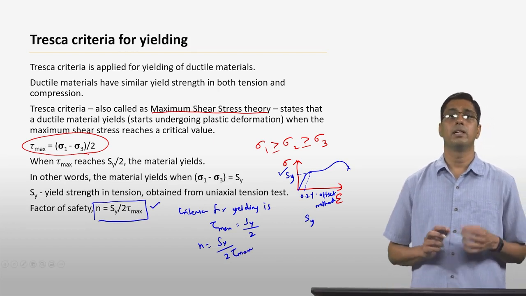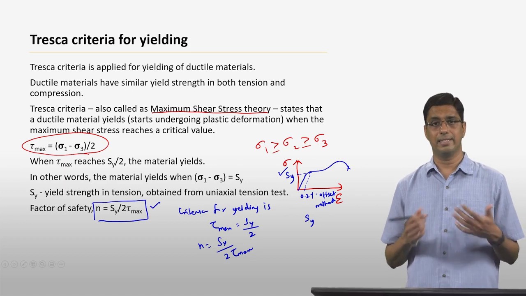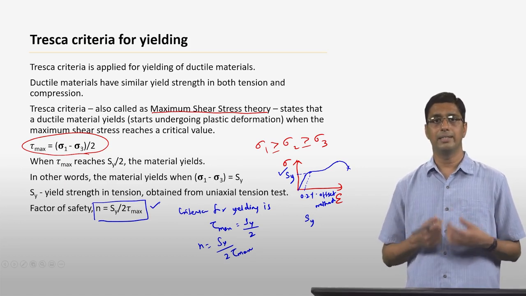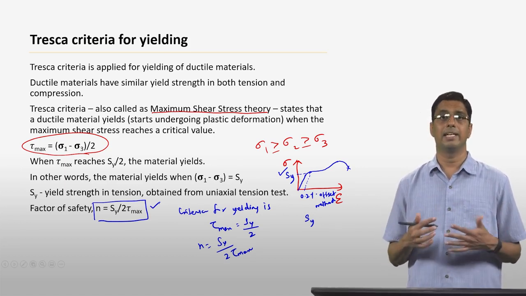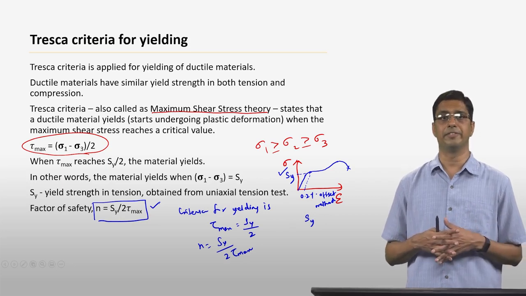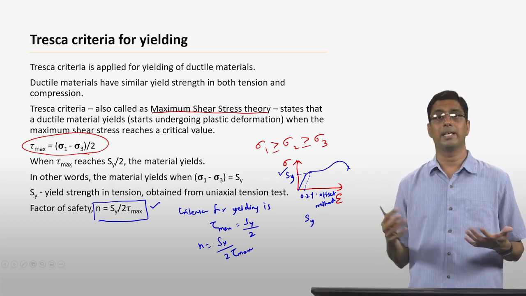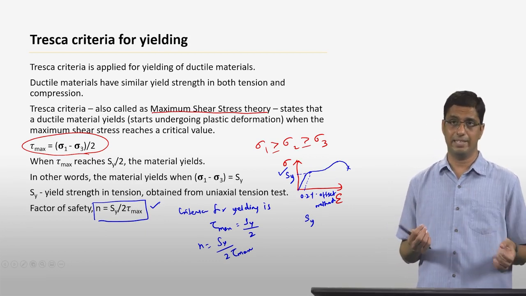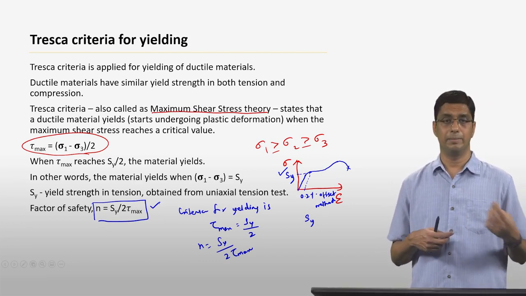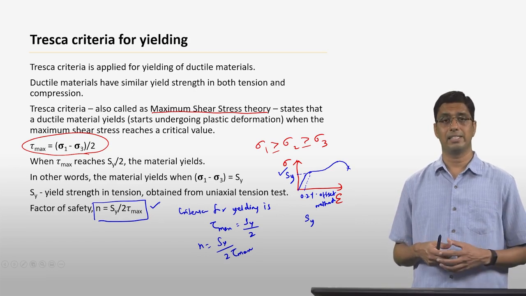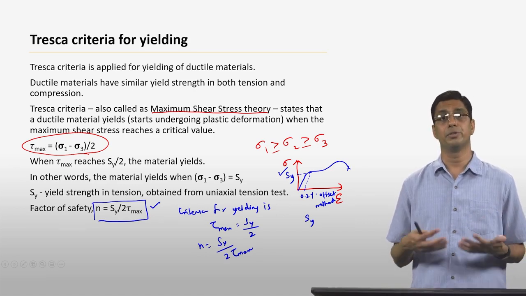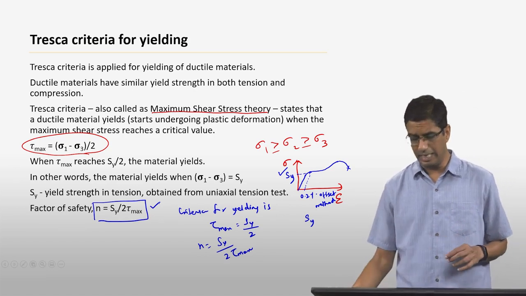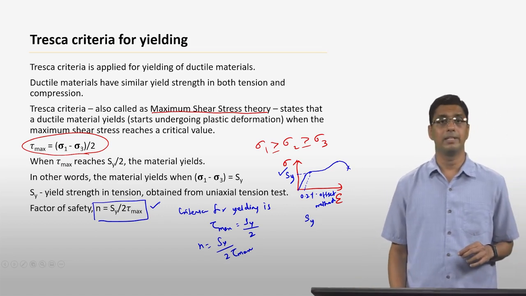Now, as long as tau max is less than Sy over 2, then n will be greater than 1, and that essentially means that you have a real factor of safety. On the other hand, if tau max exceeds Sy divided by 2, then the value of n will be less than 1, which means that the part is actually going to yield, or in other words, it's going to fail. So that is what the Tresca criterion means for ductile materials.